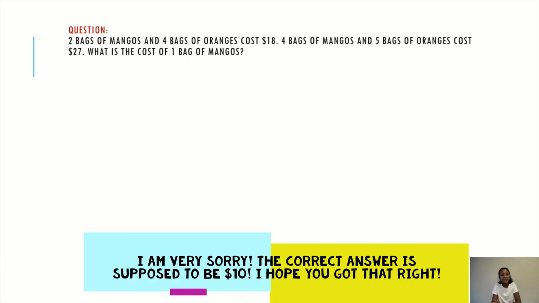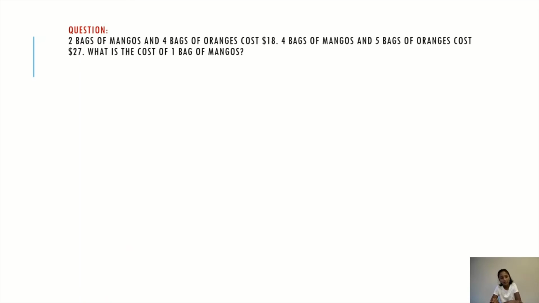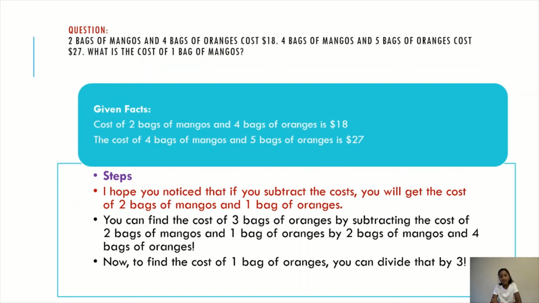2 bags of mangoes and 4 bags of oranges cost $18. 4 bags of mangoes and 5 bags of oranges cost $27. What is the cost of 1 bag of mangoes? Here are our given facts. The cost of 2 bags of mangoes and 4 bags of oranges is $18. See? And the cost of 4 bags of mangoes and 5 bags of oranges is $27.